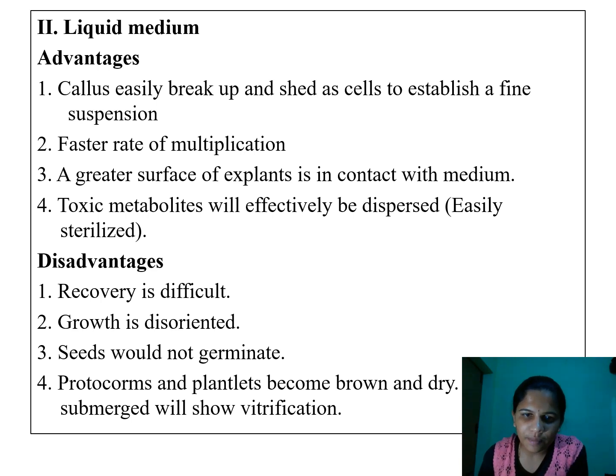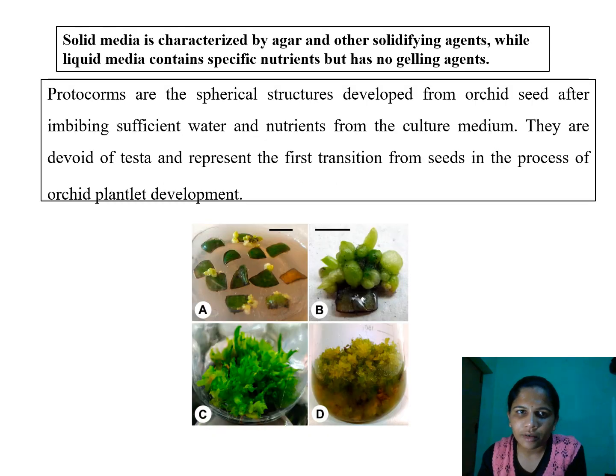And the protocorms and the plantlets become brown. Whatever protocorms or plantlets we are using will become brown. And it will show the symptom of vitrification, because of the lack of aeration or the lack of movement. And the medium cannot hold the plant for a long time. So these are some of the drawbacks here.